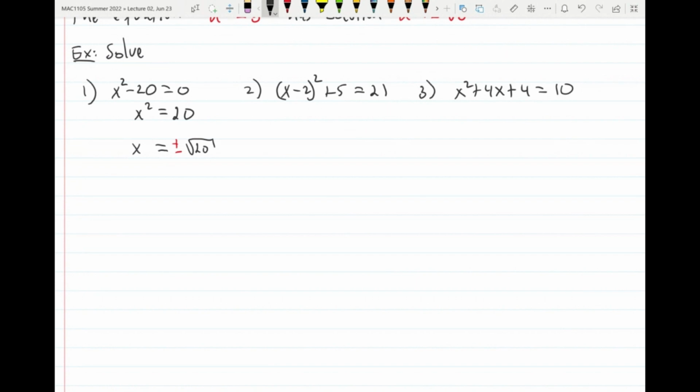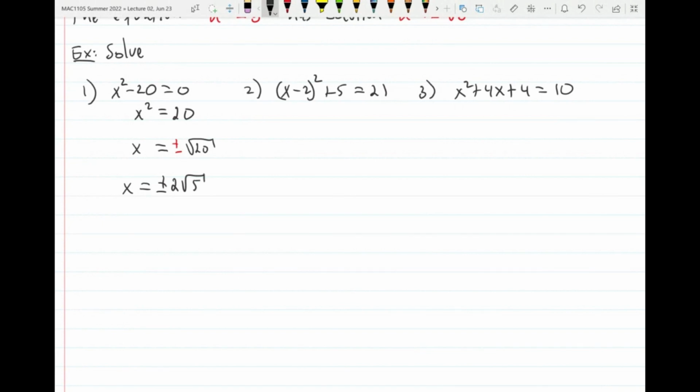Questions? Okay, so now, you always have to simplify as much as you can. Can we simplify square root of 20? Yeah. How do we simplify this? So 20 is 4 times 5, yes? And the 4 we can take it out as a 2, because square root of 4 is 2. So we get here plus or minus 2 square root of 5.